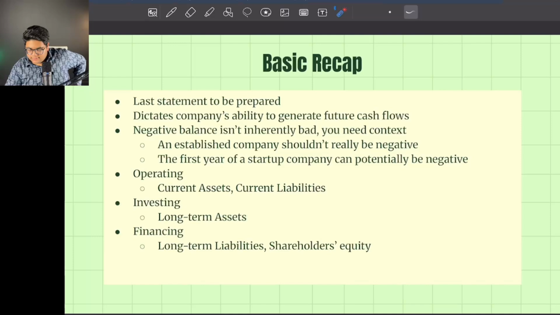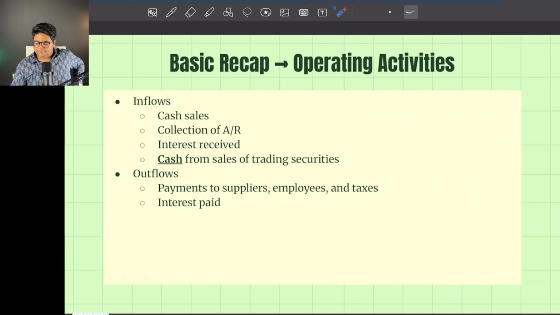And your cash flow statement covers 3 activities: your operating activity, your investing activity, and your financing activity. Really quick summary is that the operating activities are for current assets and current liabilities. This is what the business does to make money. The investing activities are for long-term assets. Your financing activities are for long-term liabilities or shareholders' equity.